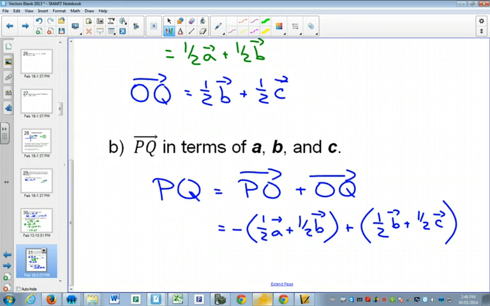and in the end, what's really neat about this, you simplify it all up and you get negative 1/2 A. The B's actually disappear. Negative 1/2 A plus 1/2 C.